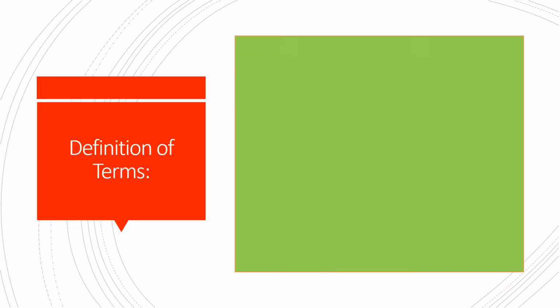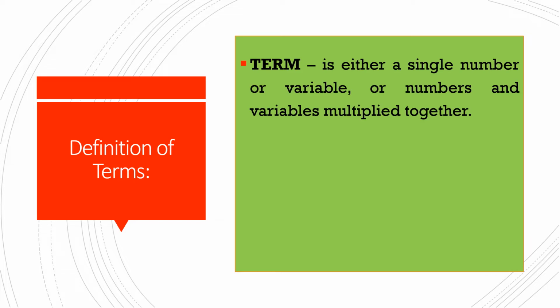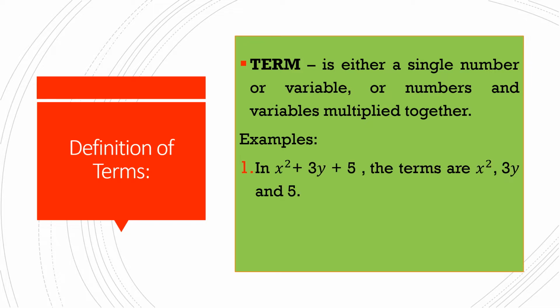Let's go over to the definition of terms. The first one is the word term. It is either a single number or variable, or numbers and variables multiplied together. For example, in number 1, we have the algebraic expression x squared plus 3y plus 5. The terms are separated by either addition or subtraction. So we have the first term, x squared, then 3y, and then the term 5. This expression has 3 terms.